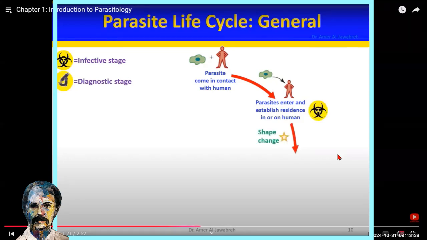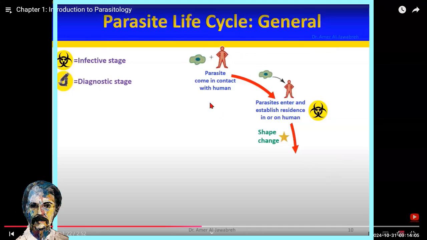The shape changes, of course. In Amoeba histolytica, the cyst is like a bowl, a hard bowl, a very hard shape. And when it gets inside us, in the intestine, this bowl will break out and transform into another shape, which we call trophozoite. So there is a shape change most of the time.